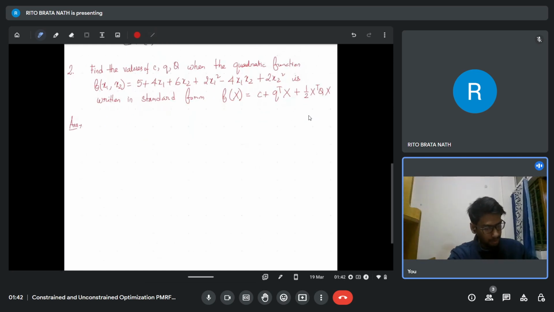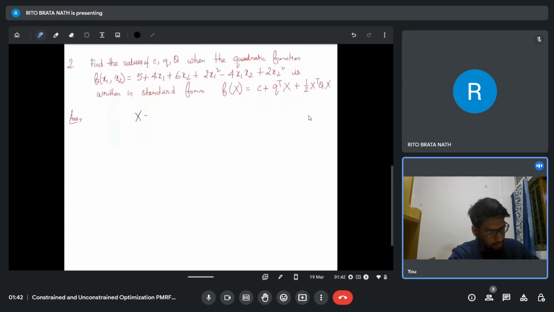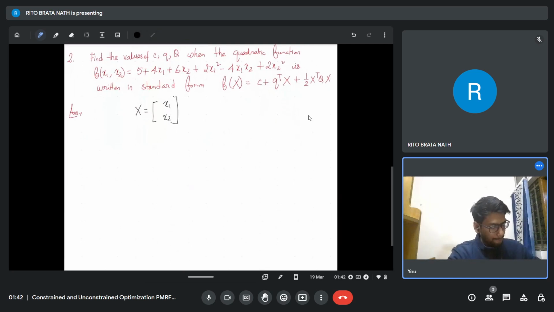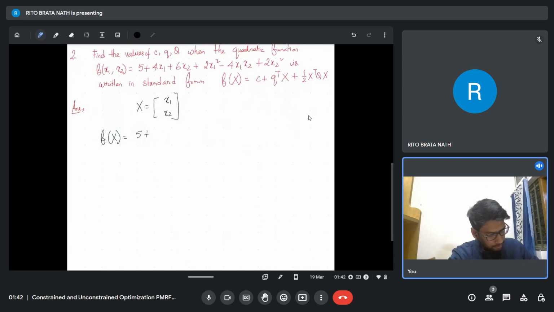Okay, so here, what is capital X? Capital X is nothing but your small x1 x2, so this is just a vector form. So you can write f of capital X, which is 5 plus 4x1 plus 6x2 plus 2x1 square minus 4x1 x2 plus 2x2 square.